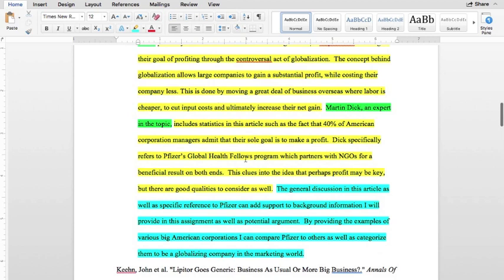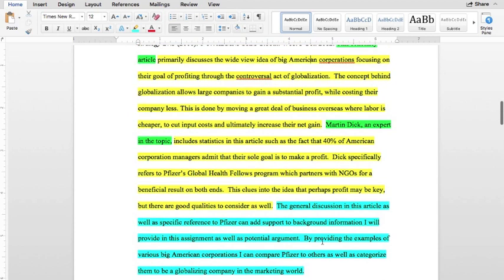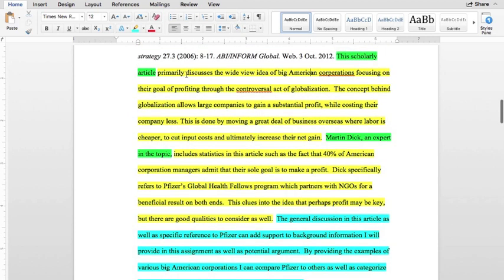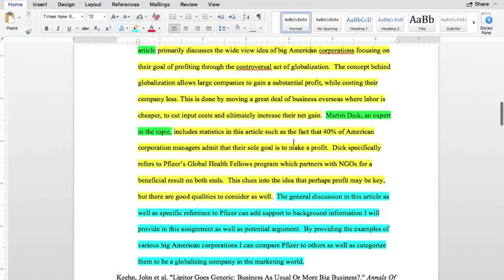But what's good here, what's even, is the summary and the evaluation, right? The summary just gives me a gist of what the article is about. I have some understanding of what this article is discussing. American corporations focusing on profit through globalization. Globalization allows large companies to gain profit while lowering costs. They do this by moving businesses overseas for cheaper labor and to cut input costs, etc. And getting a general understanding of what is happening in the source.